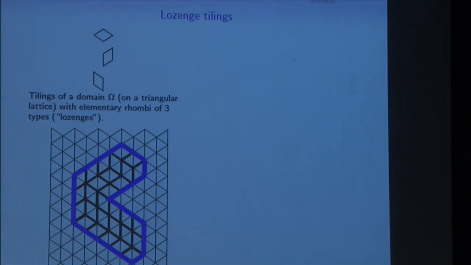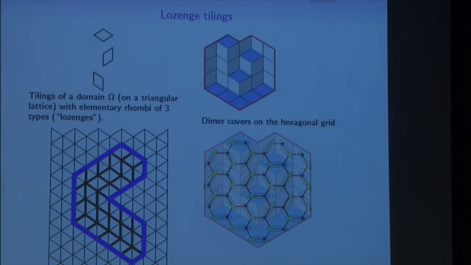So we will just talk about lozenge tilings here. What are lozenge tilings? We have the triangular grid. We take a region in this grid, and we tile this region with the three types of rhombi. The three types of rhombi come from the three different ways you can take two adjacent triangles in this grid. And of course, we are interested in complete tilings, where every triangle is part of a lozenge, a rhombus, and there are no gaps in this region. They are completely covering it. Each triangle is covered by exactly one.